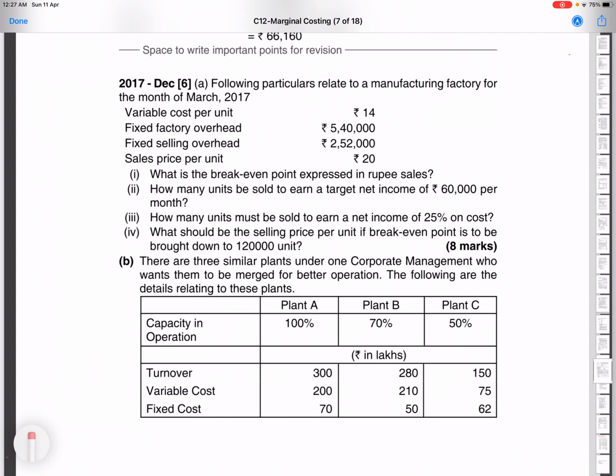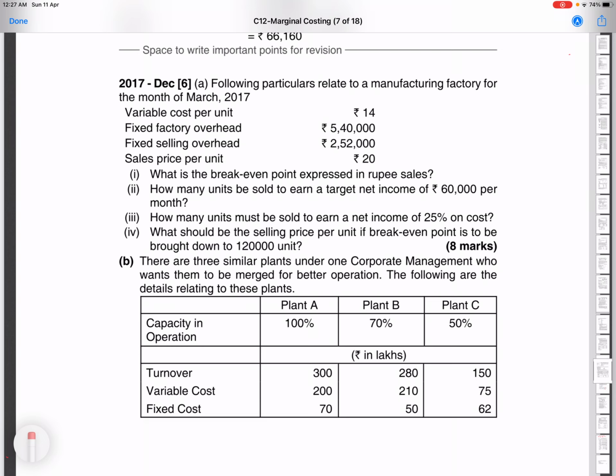Scanner, marginal costing from costing subject, December 2017. Question number B. There are 3 similar plants under one corporate management who wants them to be merged for better operation. The following are the details relating to these plants.